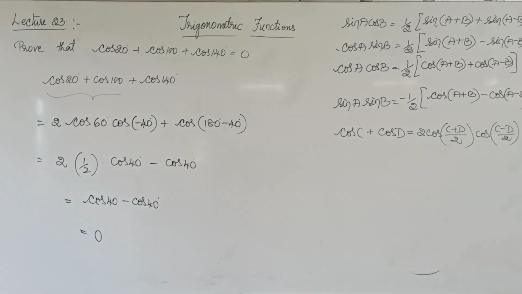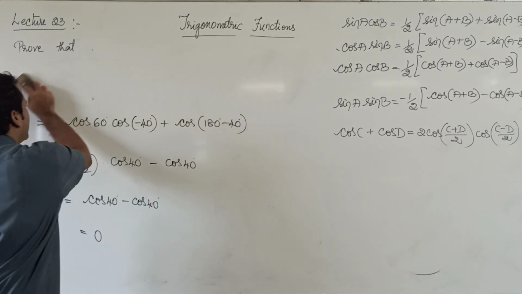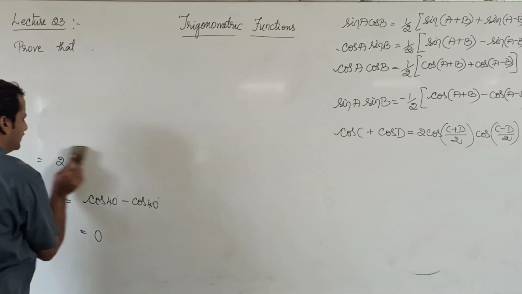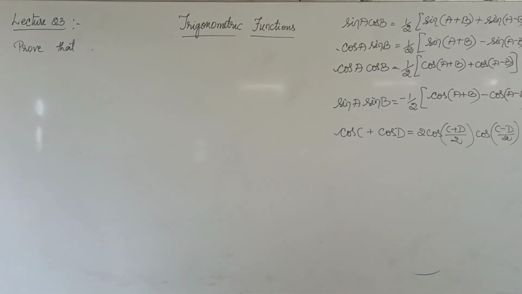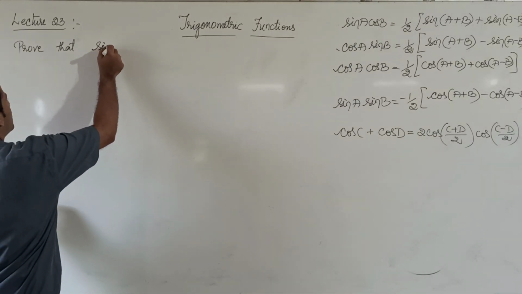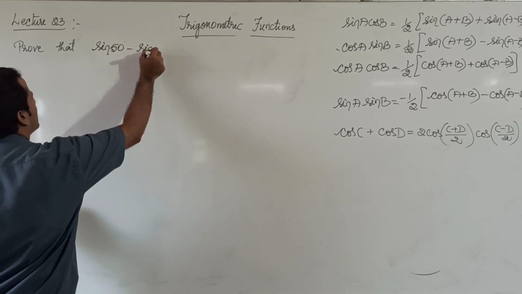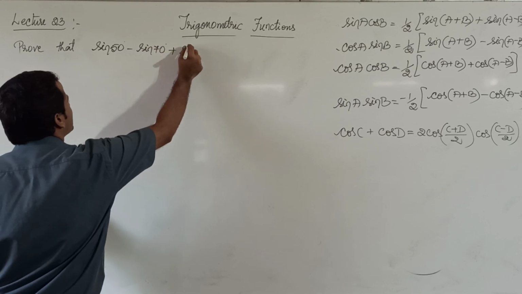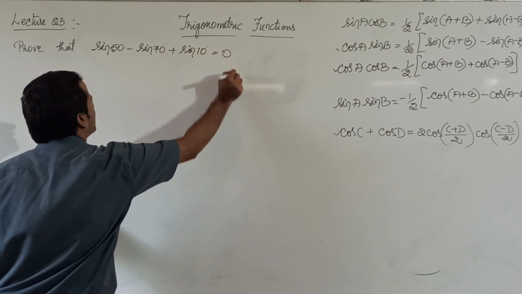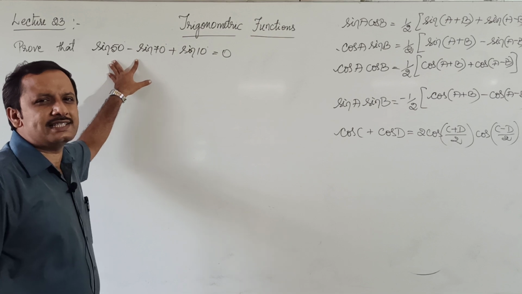Okay. One more problem before I leave. Alright, I can leave this as homework and I'll solve one more. Okay, take this question. Prove that sin 50 degree minus sin 70 degree plus sin 10 degree is equal to 0. Okay, this problem I left here. I give you a hint what you need to do. First take these two. Use the sin C minus sin D formula.